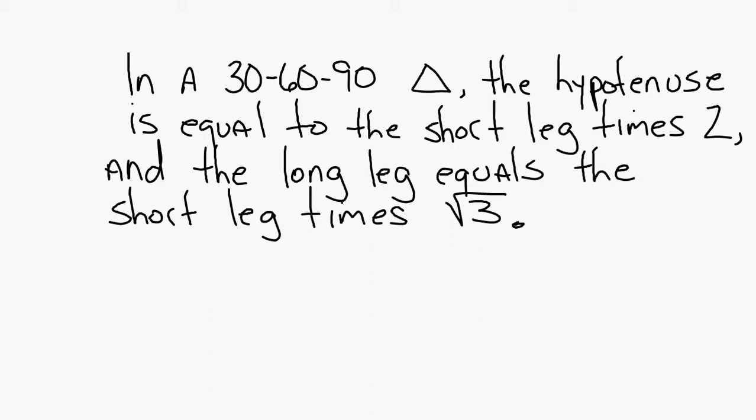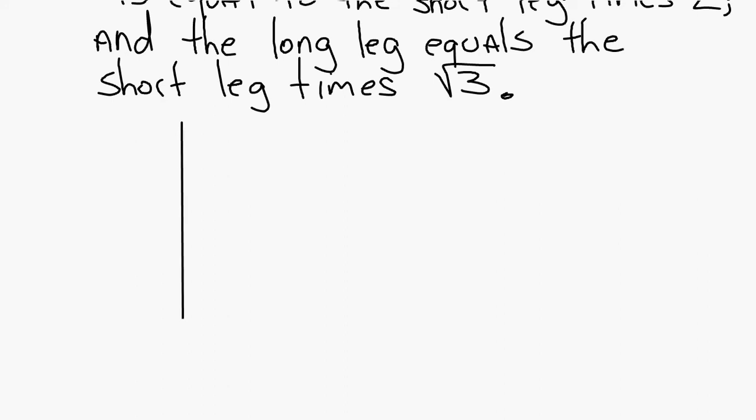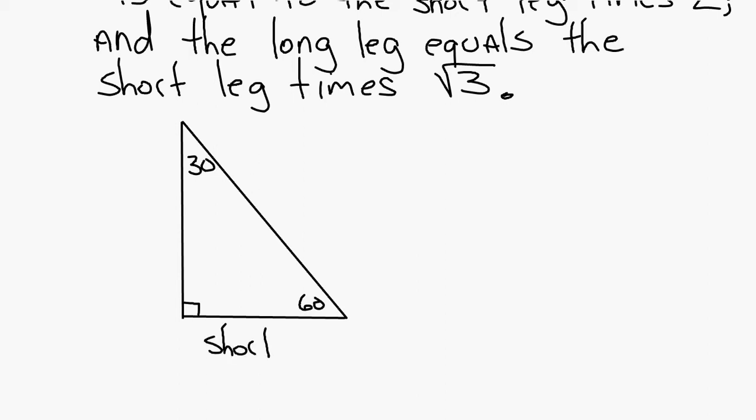So, 30, 60, 90. Make sure you understand that in a 30, 60, 90, the side opposite the 30 is the short leg. The side opposite the 60 is the long leg. And the side opposite the 90 is the hypotenuse, spelled correctly.